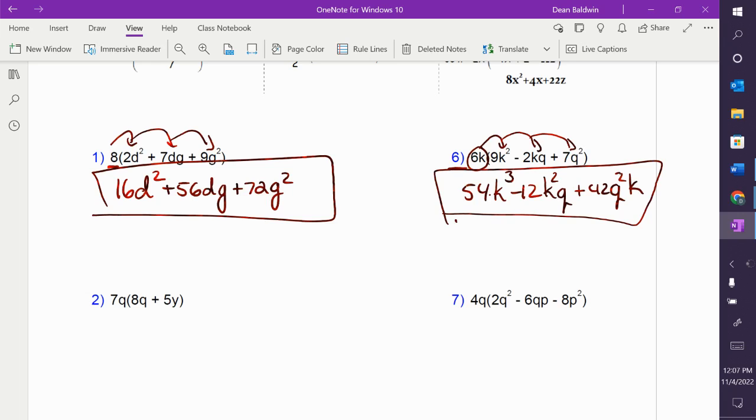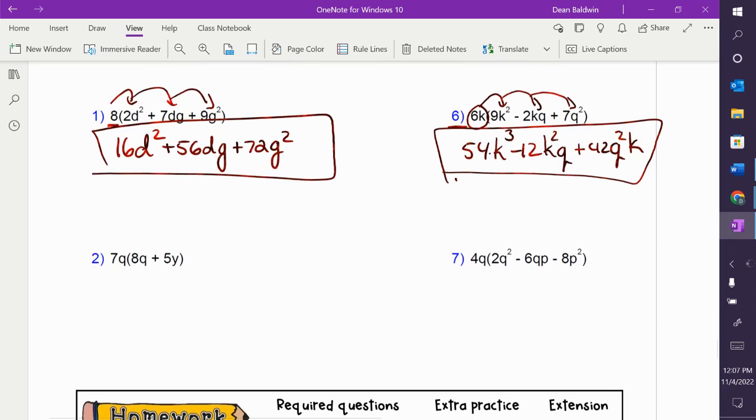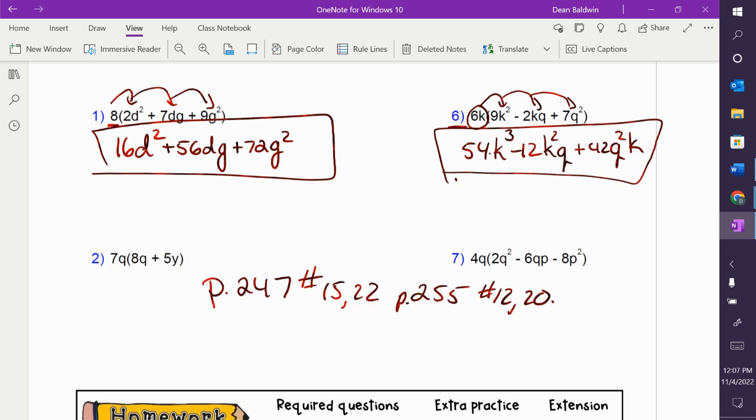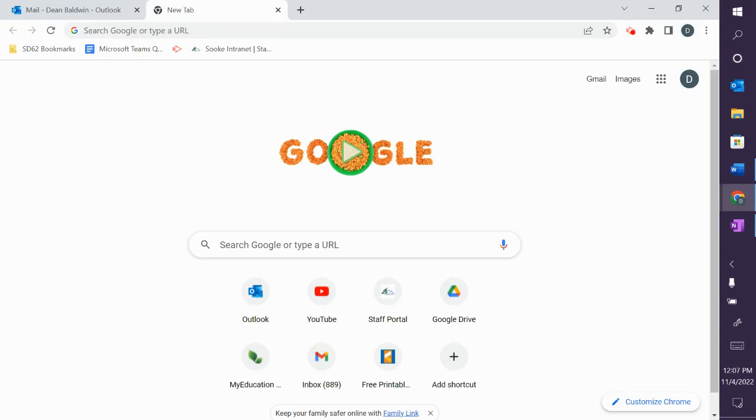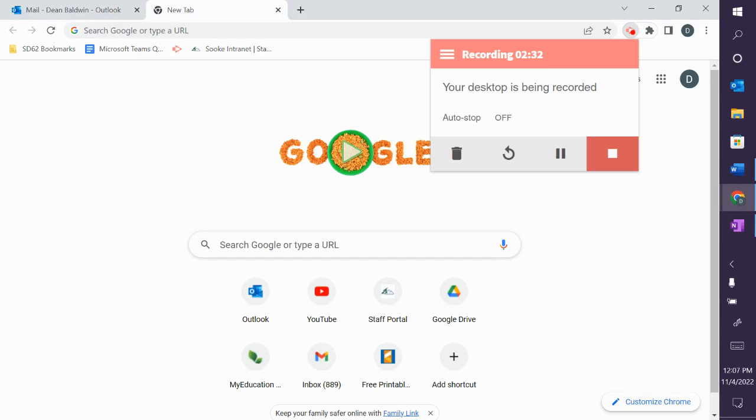Okay? Do we feel okay with that? Yep. All right. Here are the questions I would want you to do, please. 247, 15 and 22, and 255, 12 and 20. Don't do anything that says use algebra tiles. I'm not going to ask you to do it with algebra tiles. So.